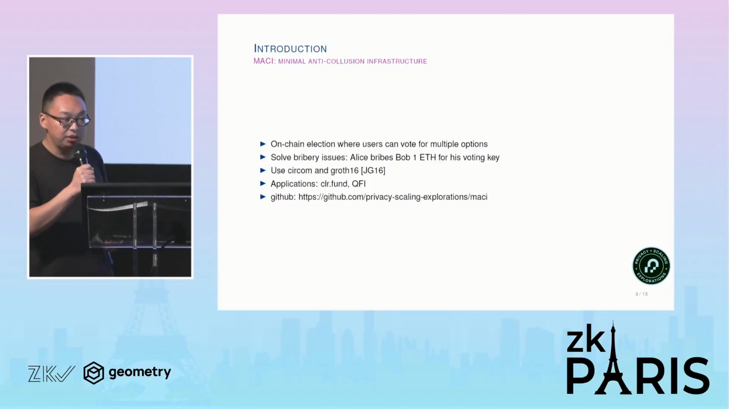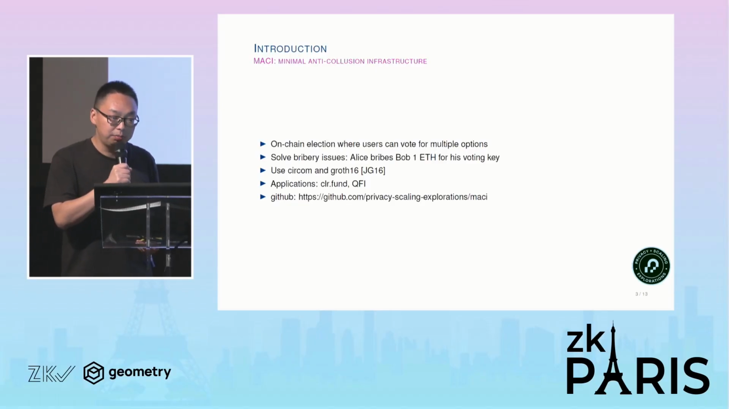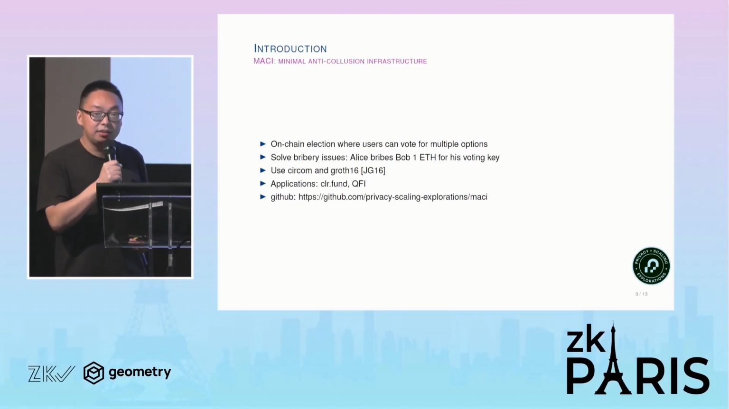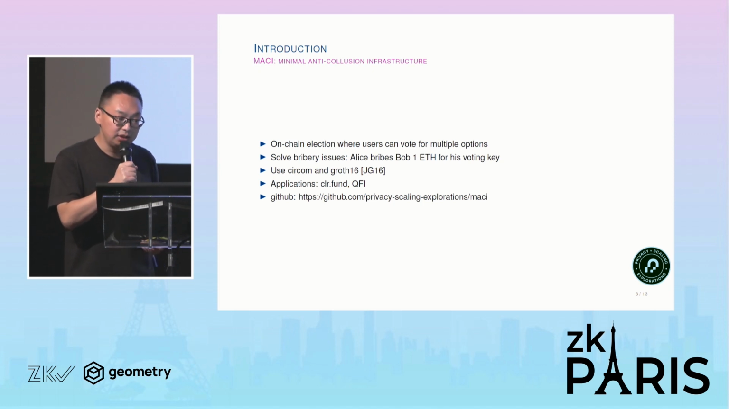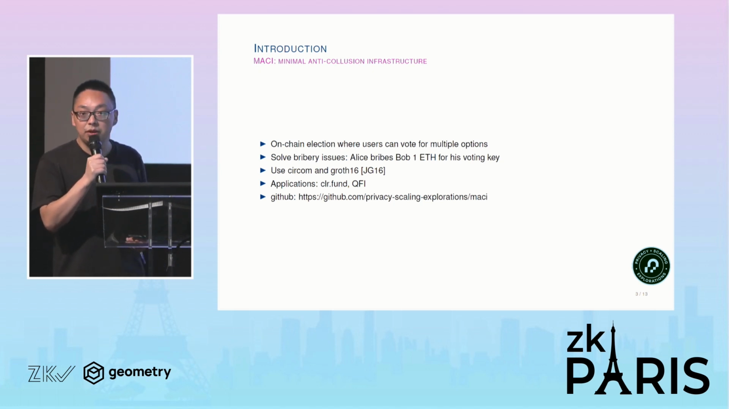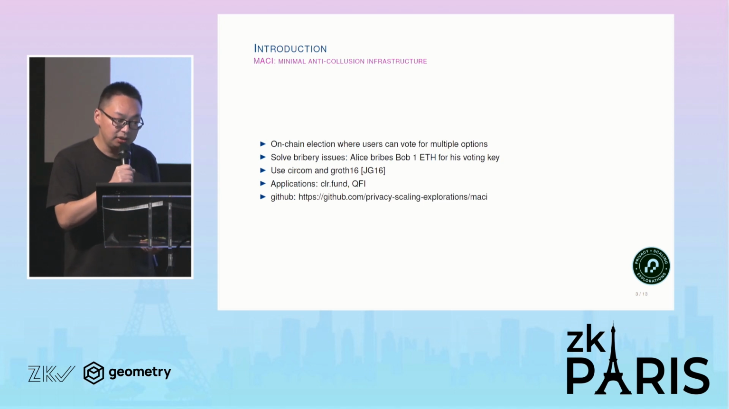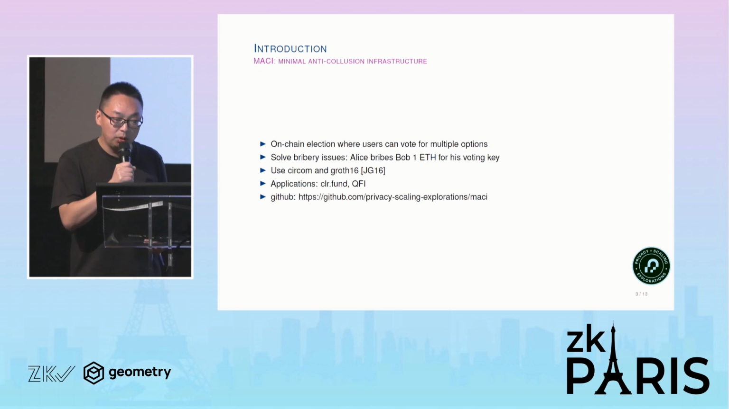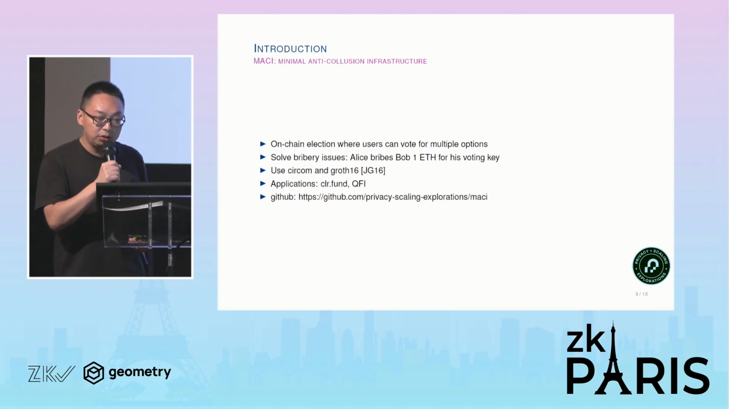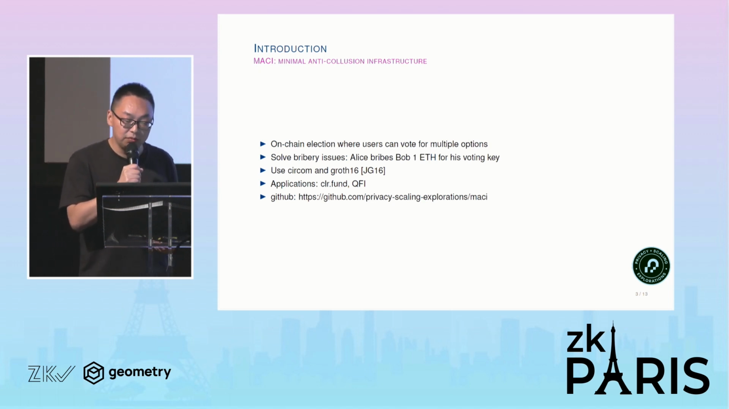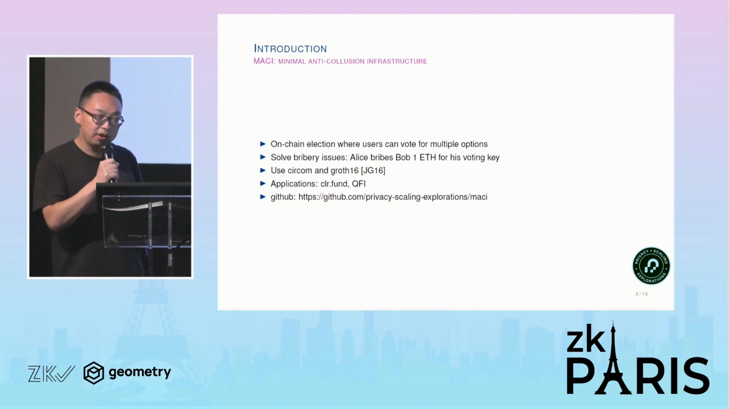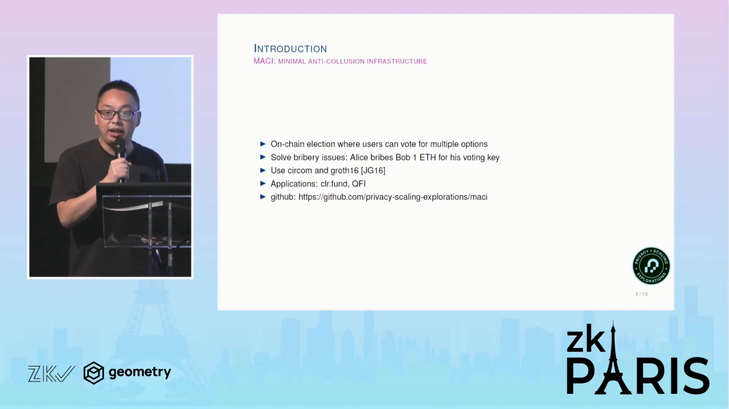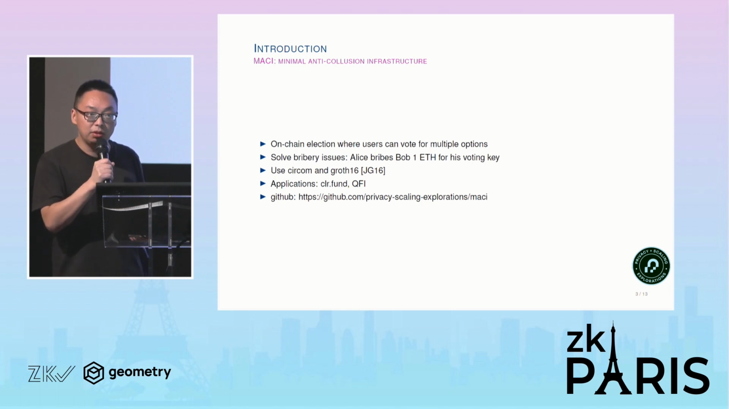MACI stands for Minimum Anti-Collusion Infrastructure, which was originally proposed by Vitalik. This is an anonymous on-chain voting system. The major issue MACI wants to solve is the off-chain bribery issue. Basically, Alex can bribe Bob and buy his voting key to vote for her. This is the major issue MACI wants to solve.